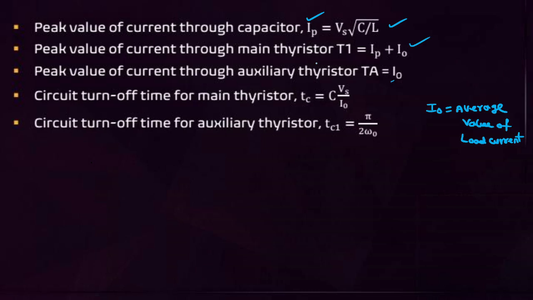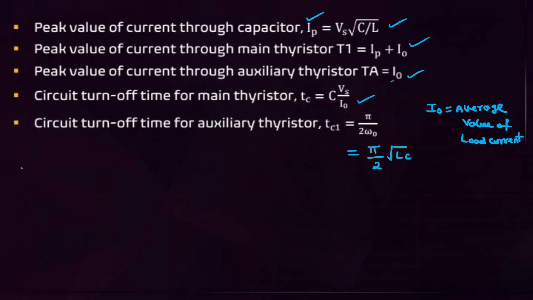That's why, whatever thyristor we are using in class D commutation, it is a high rating thyristor. Then what is the peak current through the auxiliary thyristor? It's only the load current. What is the circuit turn off time of the main thyristor, students? CVs by I0. What is the circuit turn off time of the auxiliary thyristor? It is pi by 2, you can write 1 by omega naught, where omega naught is 1 by root LC. That is pi by 2 root LC.